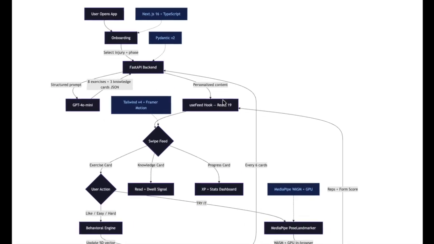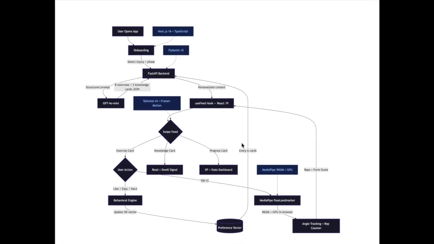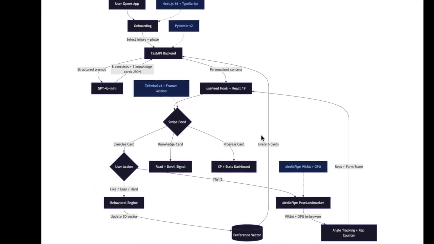That content flows into our useFeed hook, a custom React 19 hook that manages all state. It interleaves the exercise and knowledge cards into a scroll-snap feed and detects which card is active.